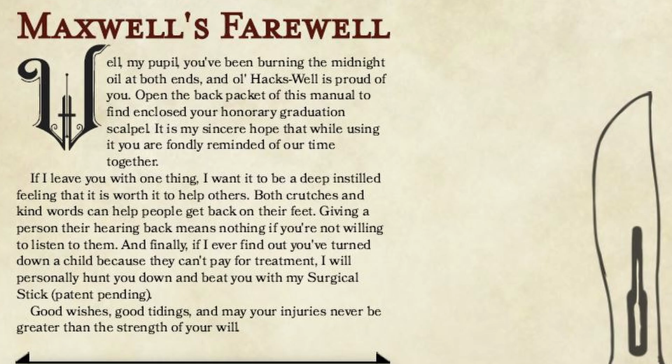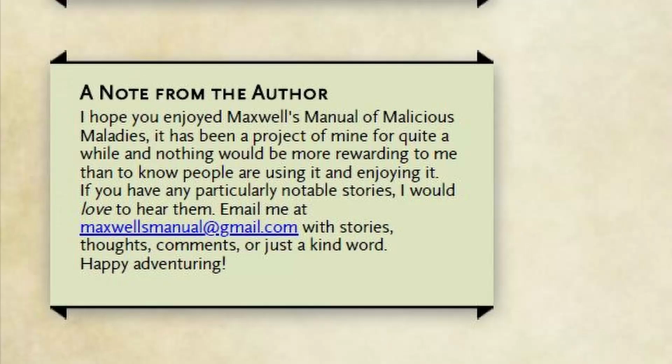Both crutches and kind words can help people get back on their feet. Giving a person their hearing back means nothing if you're not willing to listen to them. And finally, if I ever find out you've torn down a child because they can't pay for treatment, I will personally hunt you down and beat you with my surgical stick, patent pending. Good wishes, good tidings, and may your injuries never be greater than your strength of will. And then it goes on to say all this.